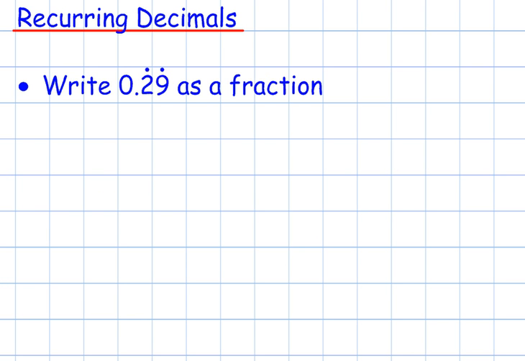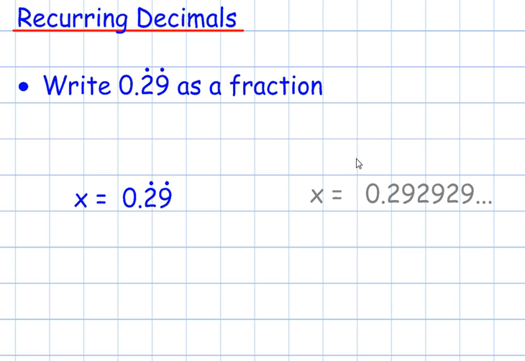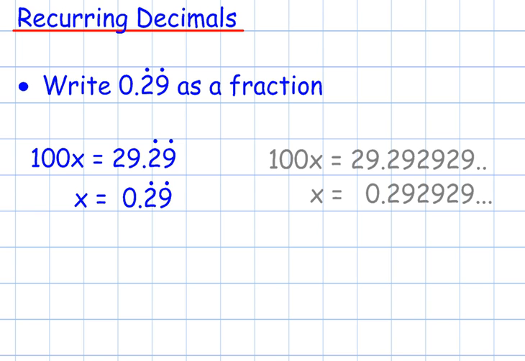Example 2. Write 0.29 all recurring as a fraction. So I always start by making this equal to x. So x equals 0.29 all recurring. I want to cancel out this bit, so this time I'm going to have to move this 2 columns. So I need to multiply it by 100 to make 29.29 all recurring. So now you can see that these will cancel if I take one away from the other, leaving me with 29. So 99x will equal 29. And if I rearrange this, x will be equal to 29 over 99.